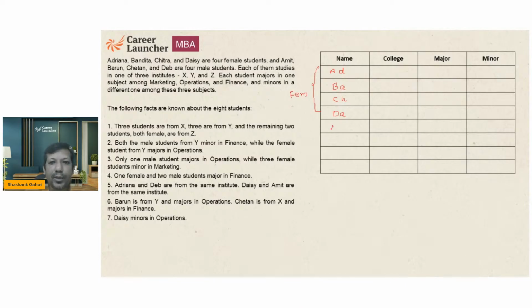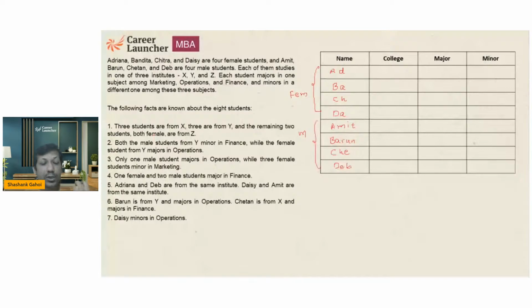And then I got Amit. Then I got Barun. Then I got Chetan. Then I got Deb. And these four are male students, and that is what is given to us. Okay. Now there are going to be a lot of things.